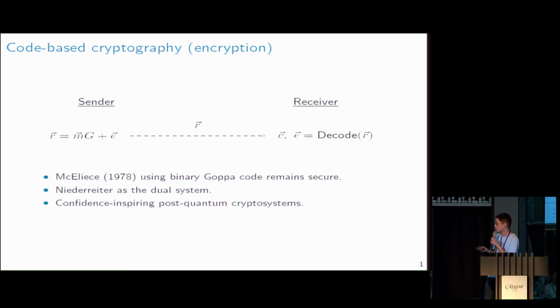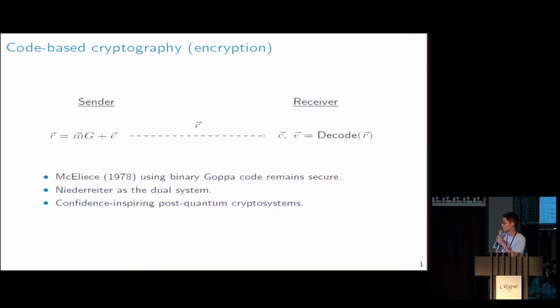Several years later, we also have the Niederreiter system. You can consider it as a dual system of McEliece. In terms of security, you can say that they are equivalent. So anyway, you can use either McEliece with binary Goppa code or Niederreiter with binary Goppa code, and it should give you a pretty confidence-inspiring post-quantum encryption system.